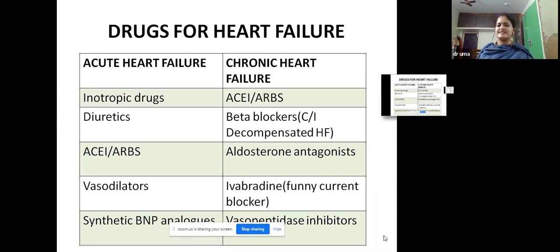Ivabradine is a drug which acts by inhibiting the funny current channel. Ivabradine is also known as a bradycardia causing agent. It can be used when a patient is intolerant to beta blockers. Ivabradine should not be used when the heart rate is less than 70 per minute. And vasopeptidase inhibitors are used for chronic heart failure.